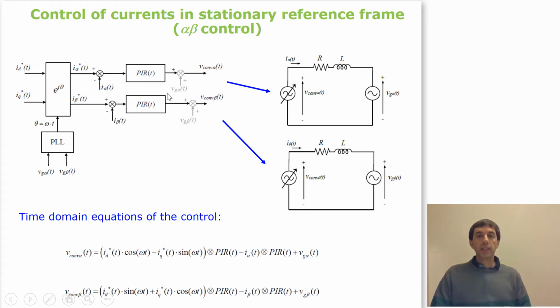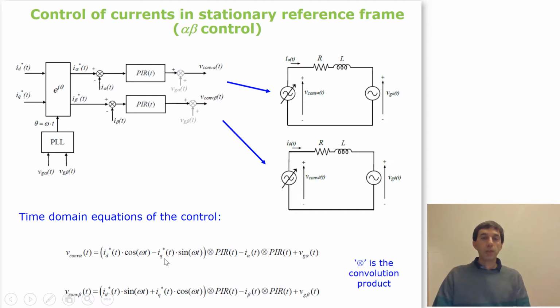Okay, so if we derive the time domain equations of this alpha beta control, we have these two equations in which this product is the convolution product, and then here we also have some time domain products. So we have two natures of products here. The cosine and sine in these two equations come from this reference frame transformation. Then here we have the resonant controllers. And as you can deduce, we have divided this equation through here. This is this term, and the measured current through here is this other term. And the same happens with the beta component.